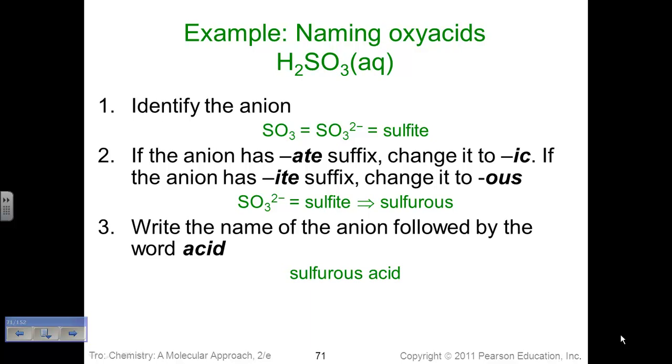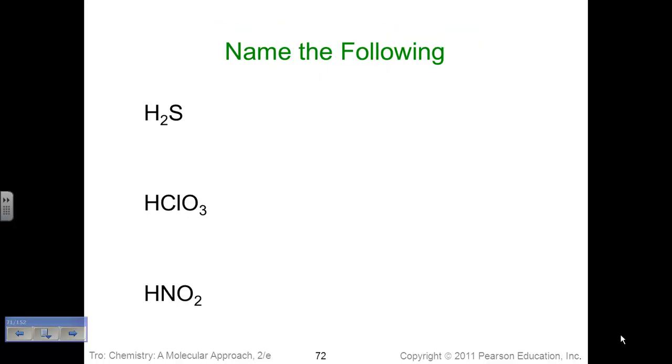When I look at naming, we had binary ionic, ternary ionic, molecular compounds, and acids. Those are the 4 major categories. Here's a slide where you should pause and practice your naming skills. Notice they all start with H. Follow the rules for naming them as acids. Practice with the pause and then start the video back up when ready to check.